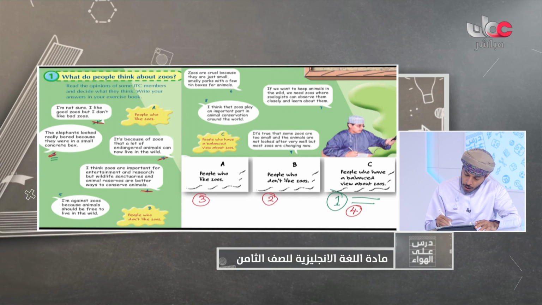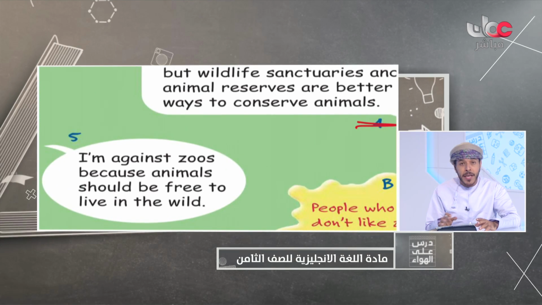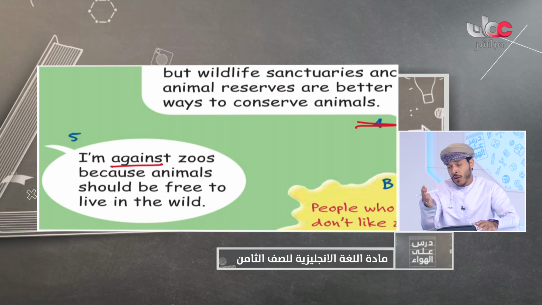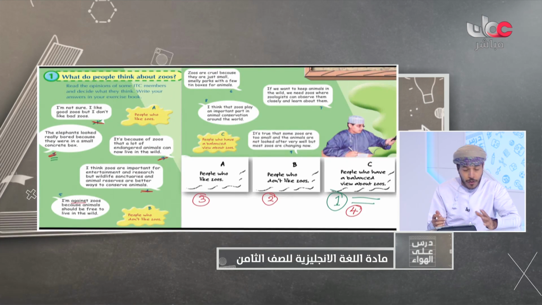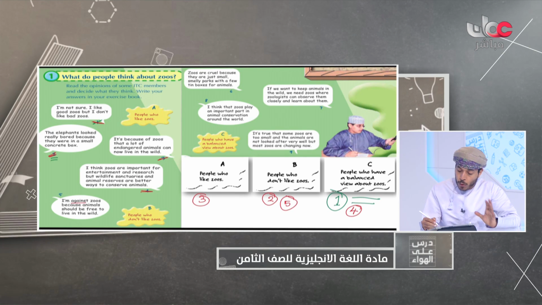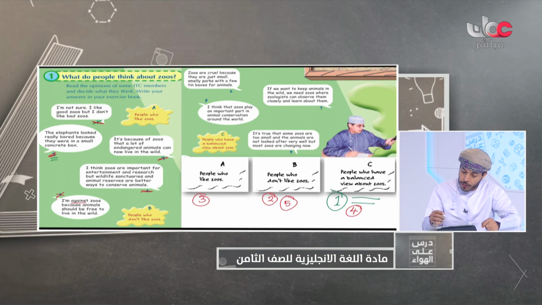Good. For number 5, I'm against. So this student is straightforward, and he's saying, or she's saying, against. Against means I disagree with, I don't like, I hate. I'm against zoos because animals should be free and should live happily, free to live in the wild. So here number 5 is very clear, and it is going to be here for people who don't like zoos. So these students don't like zoos. And look at the next page, we have number 6 here.